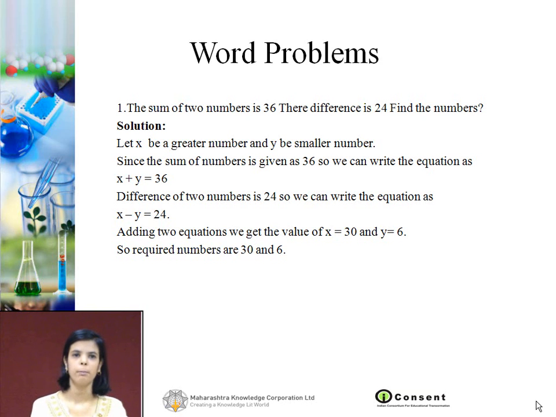Now see some word problems. First one, the sum of two numbers is 36 and the difference is 24. Find the numbers. Solution: let x be the greater number and y be the smaller number. Since the sum of the numbers is given as 36, the equation can be written as x plus y is equal to 36. The difference of the two numbers is 24, so the equation can be written as x minus y is equal to 24. Adding these two equations, we get x is equal to 30 and y is equal to 6. So the required numbers are 30 and 6.